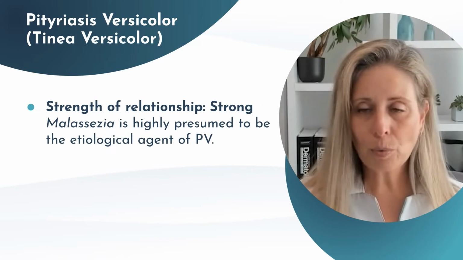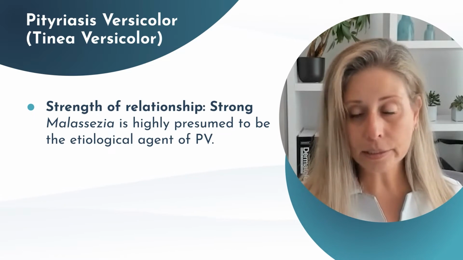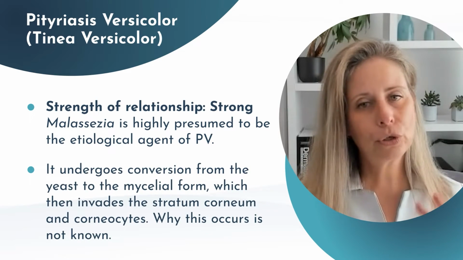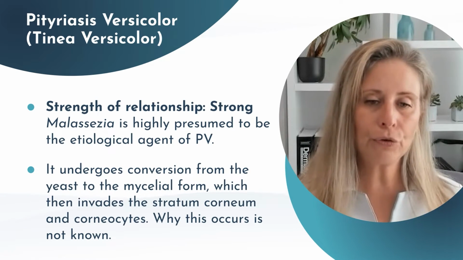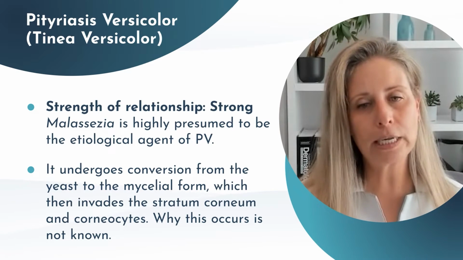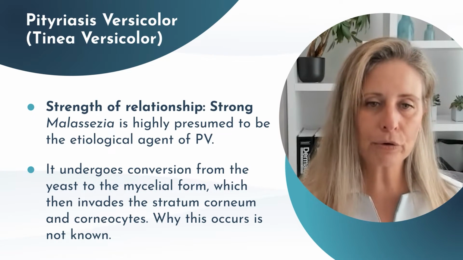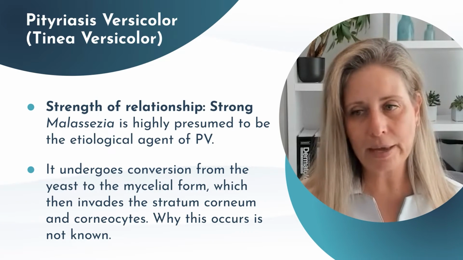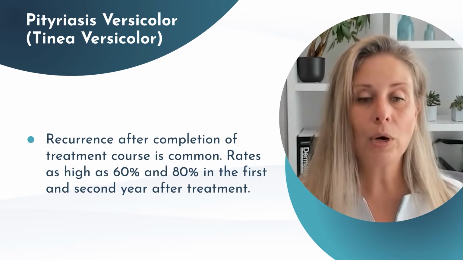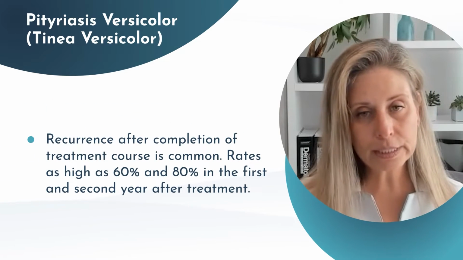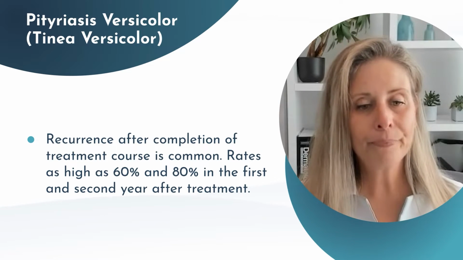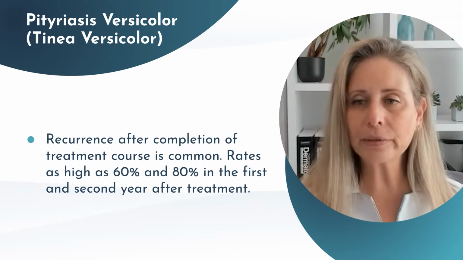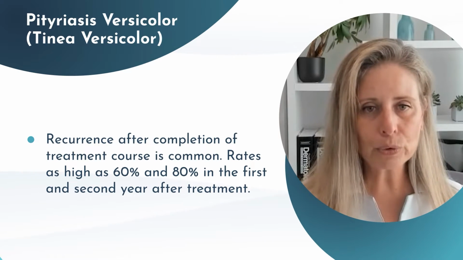And again, it is widely accepted that Malassezia is the etiological agent of tinea versicolor. What's happening is it's undergoing conversion from the yeast to the mycelial form, and then it invades the stratum corneum and corneocyte. So it invades the top layer of the skin and the skin cells. Why this happens, we don't know. We don't fully understand this. We do know that it's recurrent. So even after a treatment course completion where they've cleared it up, recurrence rates are as high as 60 to 80% in the first and second year of treatment. So people seem to be kind of predisposed to having this happen.